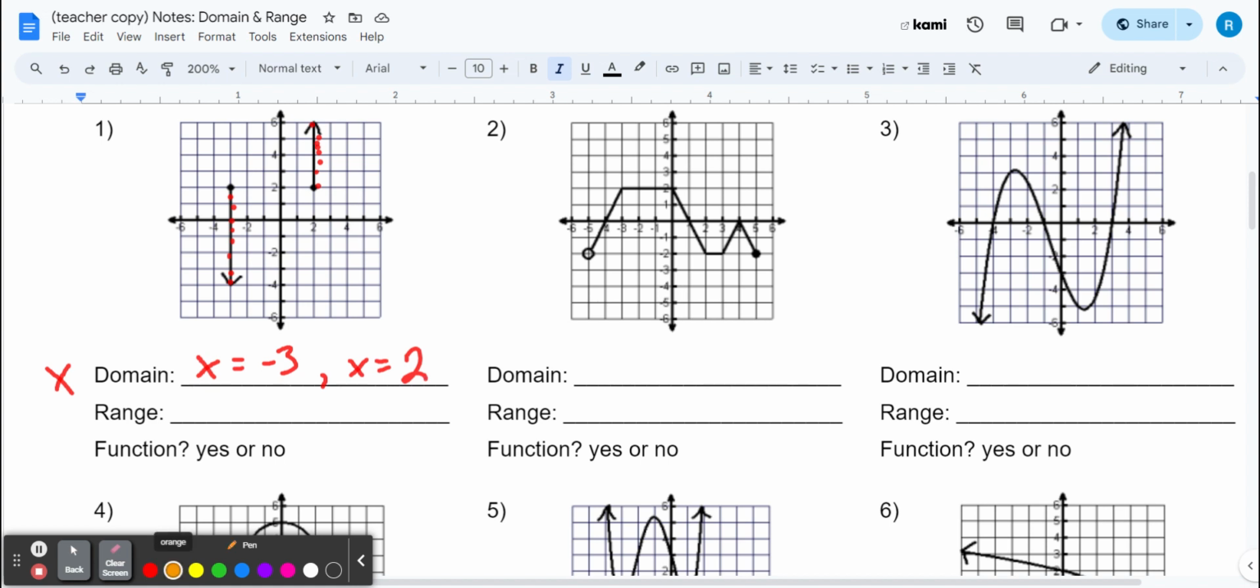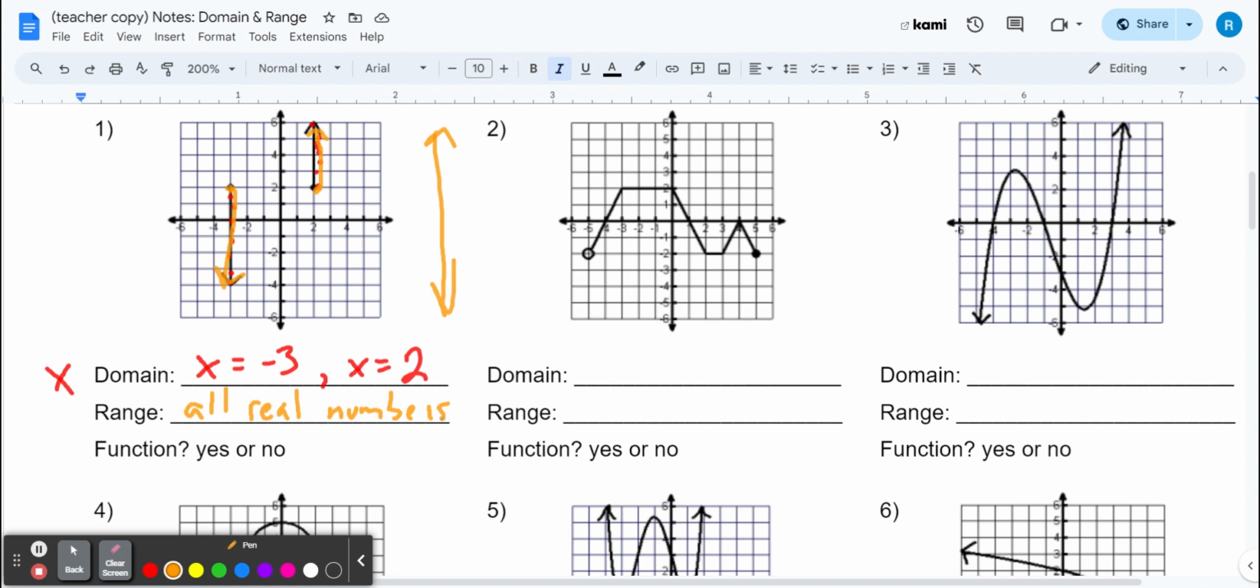The range, however, if we look at this, it starts at this +2 here and goes down forever. That's what that arrow means, right? And then it starts at this +2 and it goes up forever. So if I think about this, the entirety of all of my y values are covered, so I can write in all real numbers here. All real numbers are covered in that range.